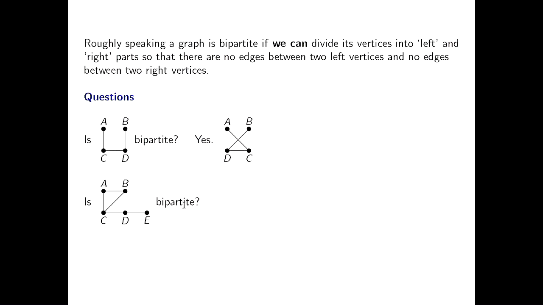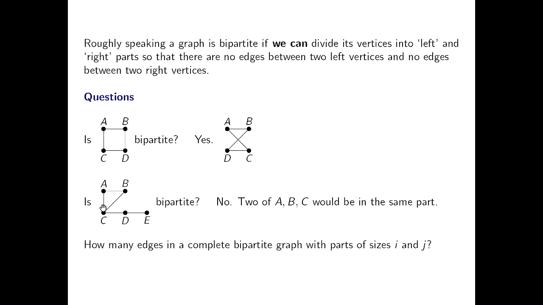Is this bipartite? Who thinks yes? Who thinks no? What kills us here? This cycle of length 3 kills us, right? Because no matter how we divided this into two parts by the pigeonhole principle, I guess, 2 out of A, B, and C would have to be in the same part, and then we'd have an edge in that part. Make sense? So this one, definitely not bipartite, right?